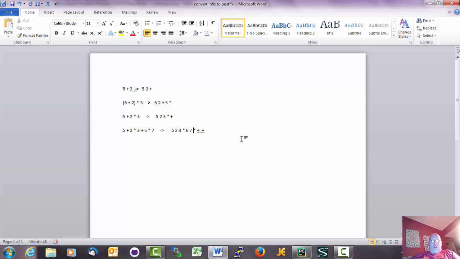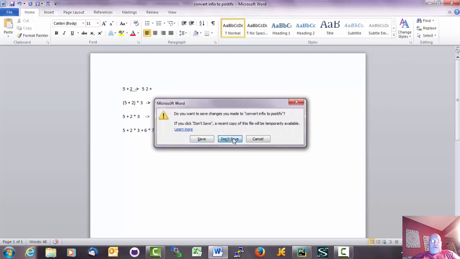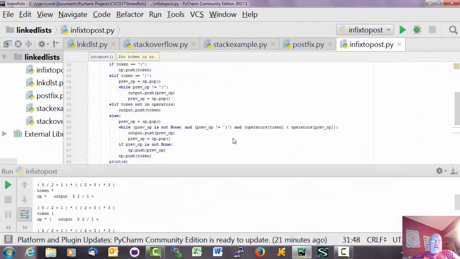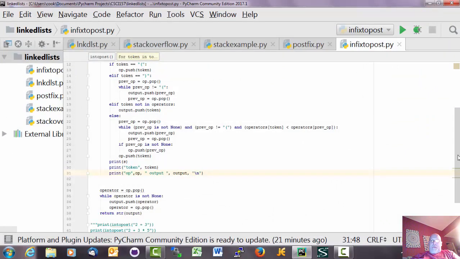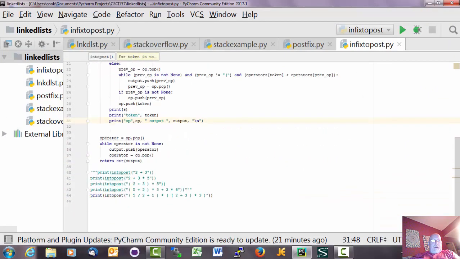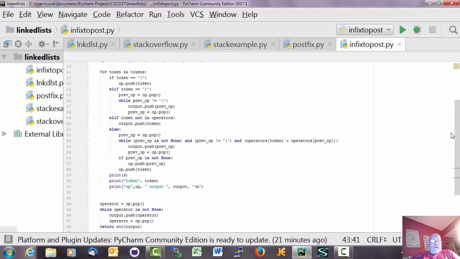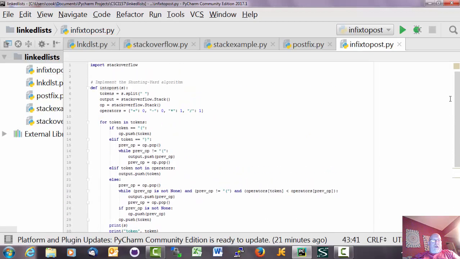Alright, so now we're going to look at the sample code we have in Python. Here are a bunch of examples that I'm going to run when we get done going over the code. And here is the code.